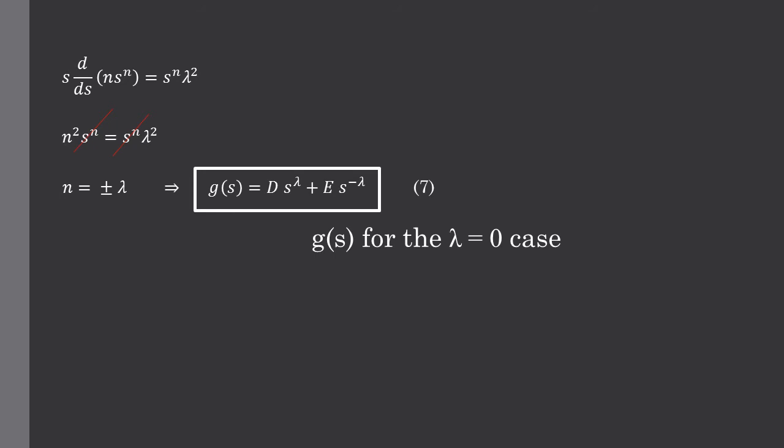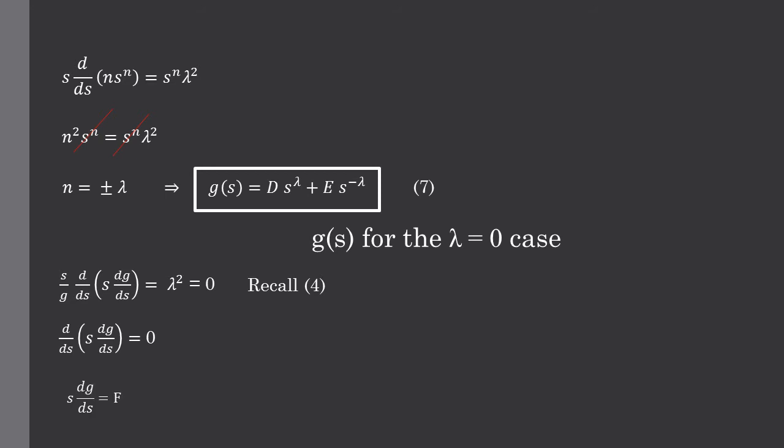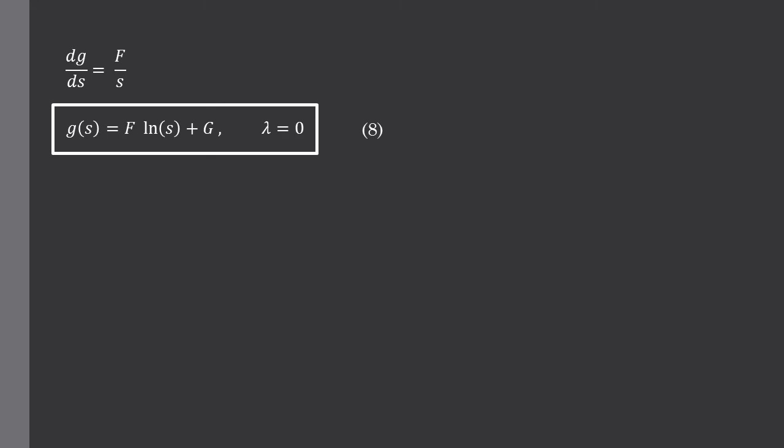Looking at the lambda equals 0 case, we'll just take equation 4 and plug in lambda squared equals 0. And that lets us, we can multiply by g over s, and that cleans up a bit. And then we can look at it again and say, well, the derivative with respect to s of the inside is 0, therefore the inside of it has to equal a constant. I'll call that f. So we know the inside equals f. We can move the s across the equation to the denominator, and we can integrate, which is what we'll do. And that gives us equation 8.